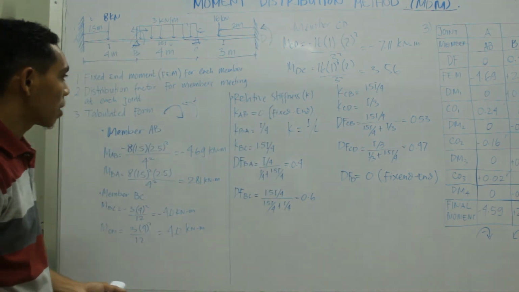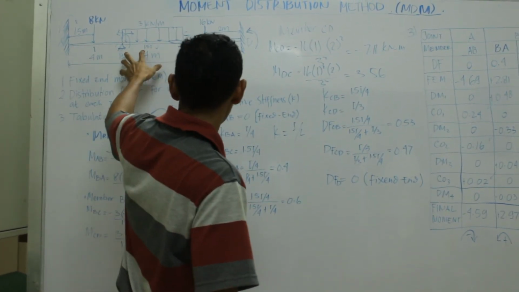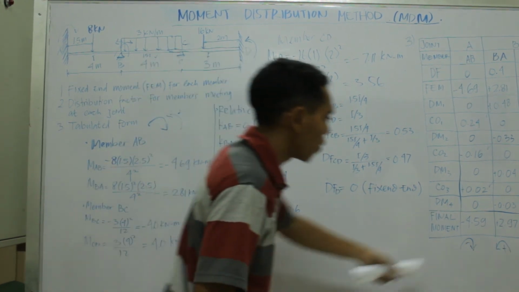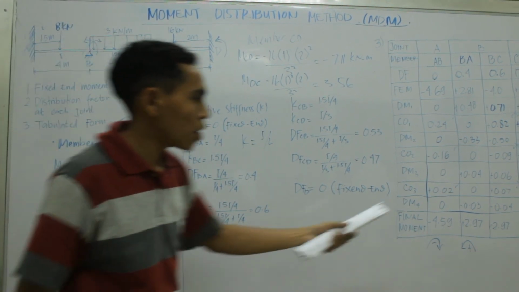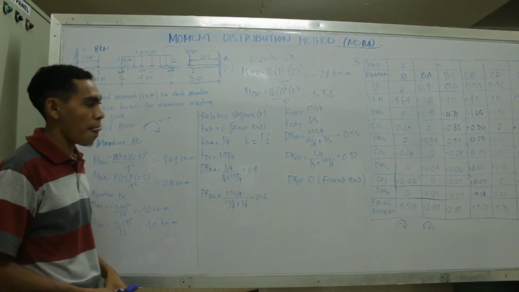So we are done with the moment at the fixed ends and at the pin supports B and C, which is 4.59 for fixed end A and 4.27 for fixed end D.